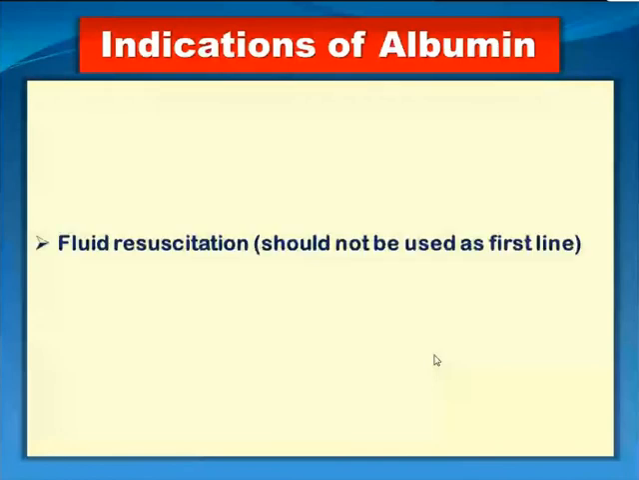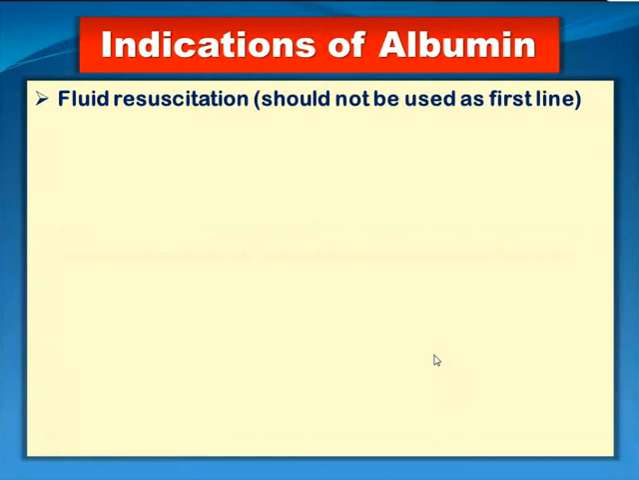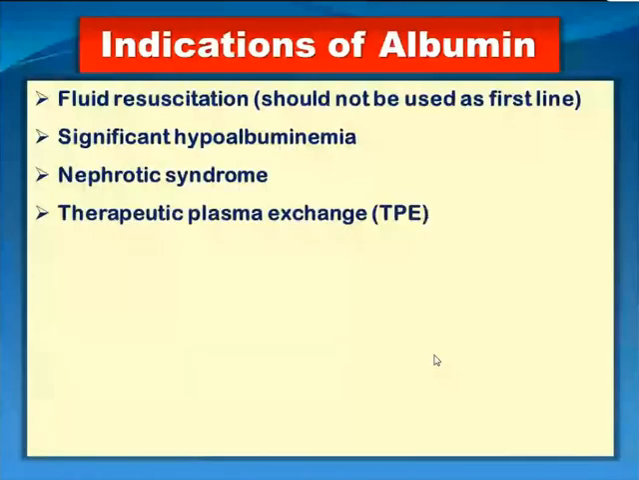So we will review the indications. Fluid resuscitation. This is, sorry, it's not an isotonic, but it is a high molecular weight, large particles, cannot cross the semi-permeable membrane of cells, so it will lead to increase in the intravascular volume or the plasma volume. So it's used as fluid resuscitation, but should not be used as the first line. All the colloids should not be the first line in the fluid resuscitation. Significant hypoalbuminemia, and we talked in detail about the causes. Nephrotic syndrome as an example, and in therapeutic plasma exchange, or what's called the TPE. Or sometimes they call it plasmapheresis or apheresis.